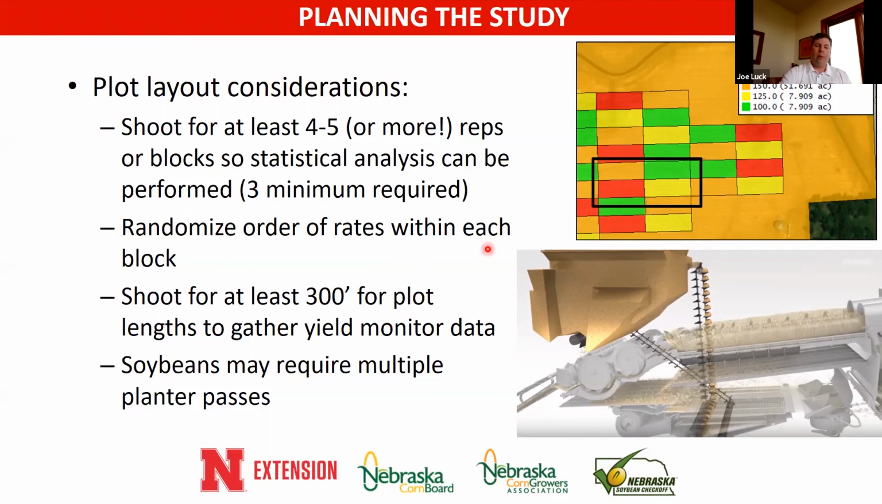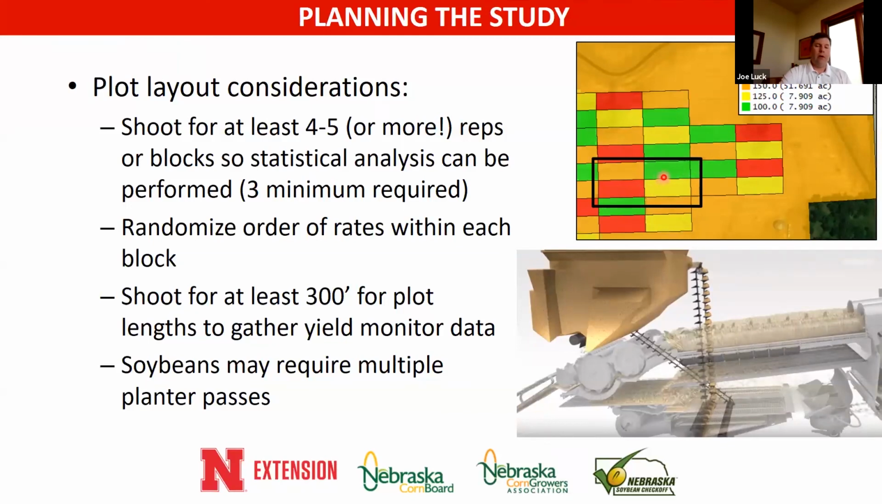If you're doing small plots like this in the upper right-hand corner, you won't eat up a lot of field space, and you can get a lot of good data. That's one of the reasons why we do that. So these plots right here, I believe, are actually about 90 by 300.